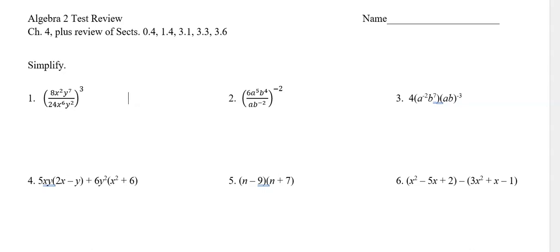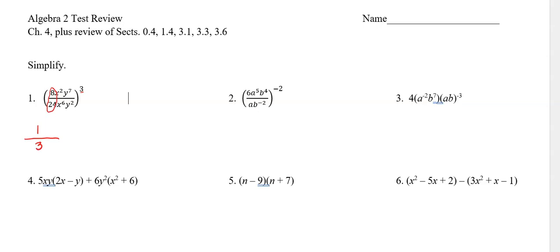So this first problem is one where I think it's easier to simplify everything, this fraction inside the parentheses, before we think about this power of 3. So I'm going to simplify everything I can inside the parentheses, and then everything will be raised to the third power. Starting with this fraction 8 over 24, you can reduce that by dividing by 8, and that's going to become 1/3.